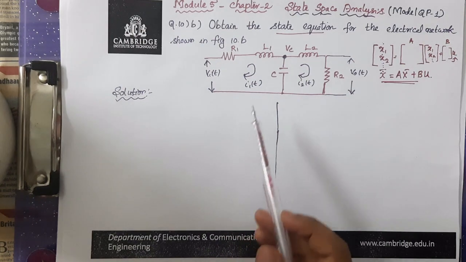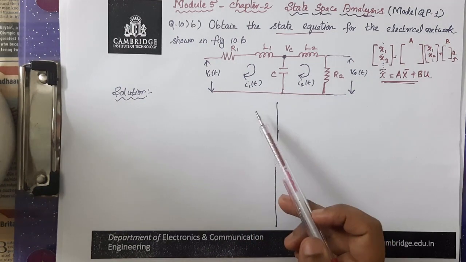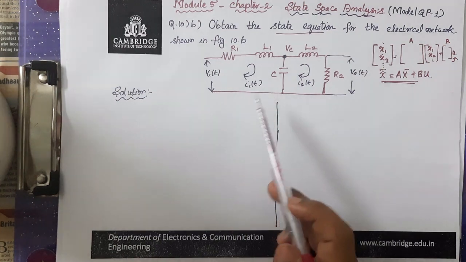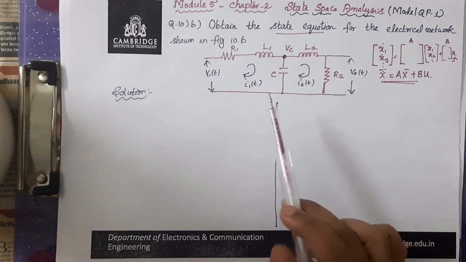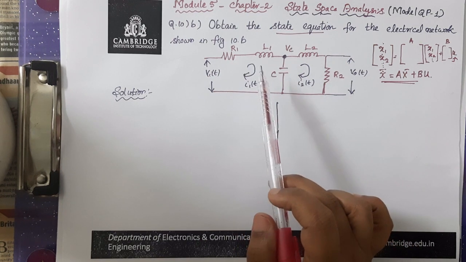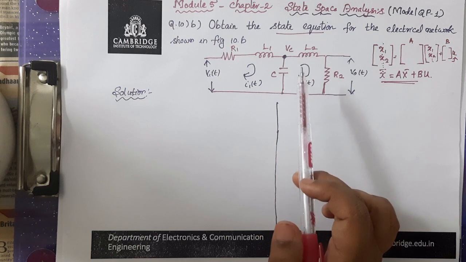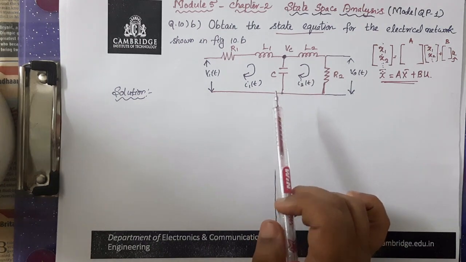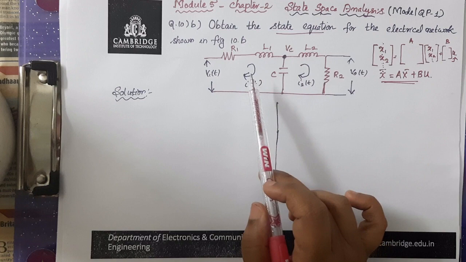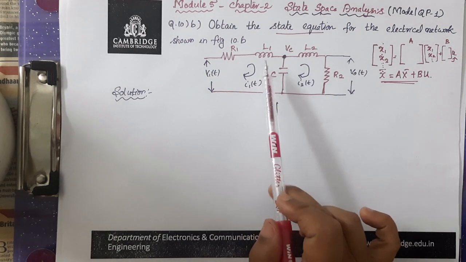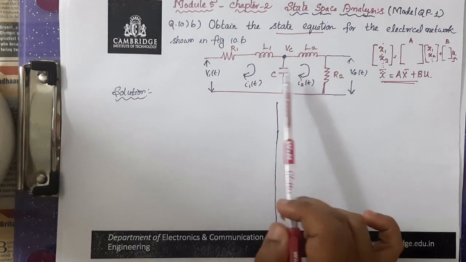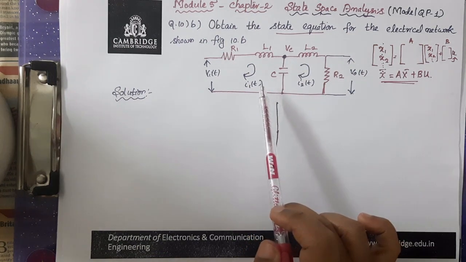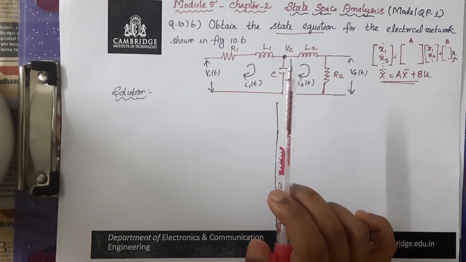So for a given electrical network, the number of energy storing elements will be equal to the number of state variables. So the first step is to identify the number of state variables from the given electrical network. Based upon the number of energy storing elements, we get the number of state variables. I will repeat once again. First step is to identify the number of energy storing elements, and the number of energy storing elements will be equal to the number of state variables. In this example, we have two inductors L1, L2 and one capacitor C1. So here in this case, we have three energy storing elements. So we will be having three state variables.